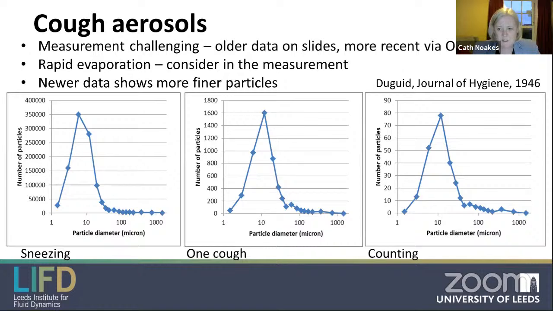And you can see that you get a similar size distribution across all three activities: sneezing, coughing, and counting 1 to 100 in here. The majority of those particles are around about the 10 microns diameter. You get a very small number of very large particles though too. And you see that there are vastly more particles produced when somebody sneezes than when they're coughing and then when they're talking.